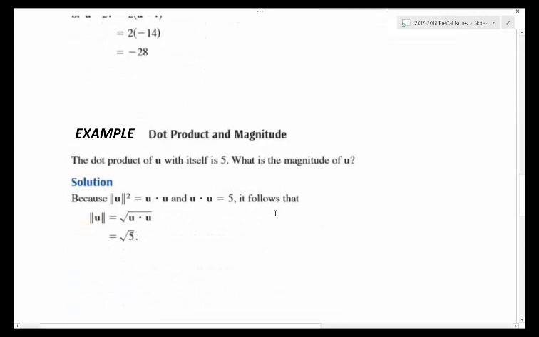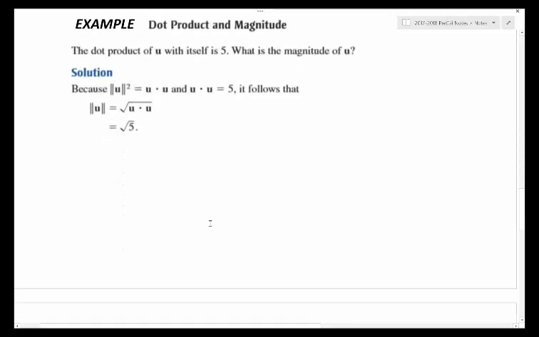If I have a dot product given to me and I want to know what the magnitude is, well, the magnitude of the vector squared is equal to the dot product, and the dot product is equal to 5. If you have the dot product of a vector with itself, then as a result you would have the square root of 5 as your answer. Because I was given a dot product of a vector with itself, the magnitude would simply be the square root of that, the length of that vector.